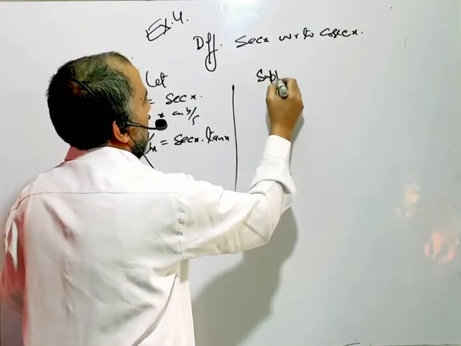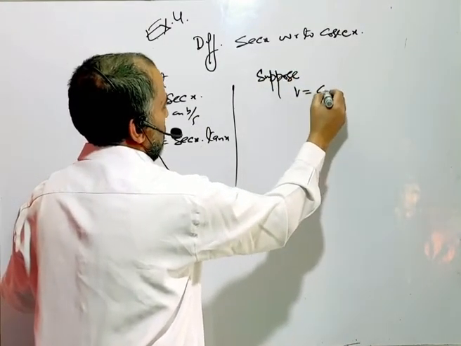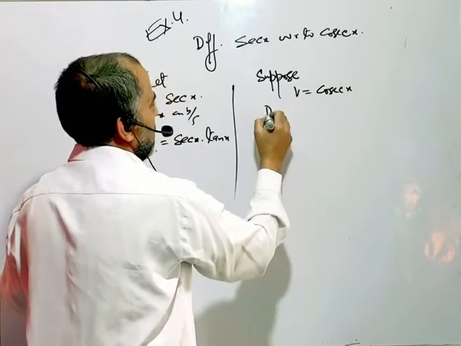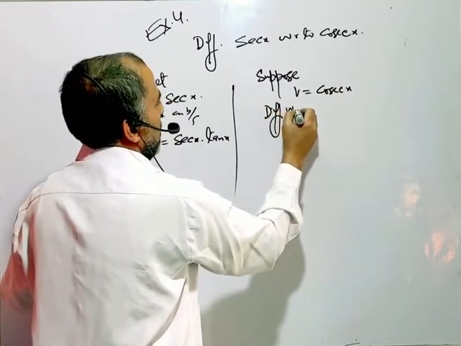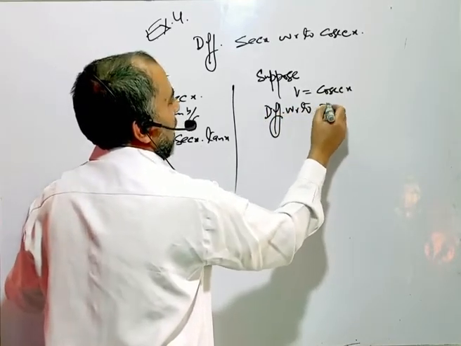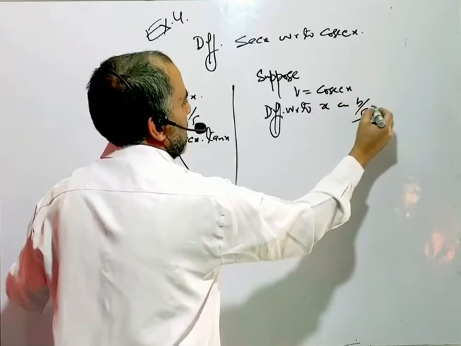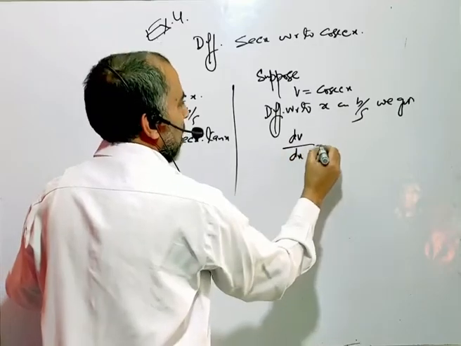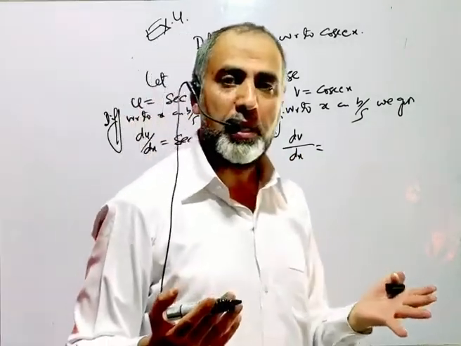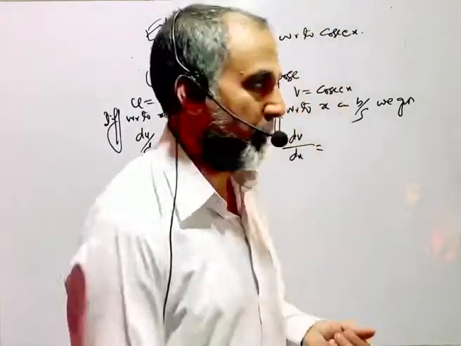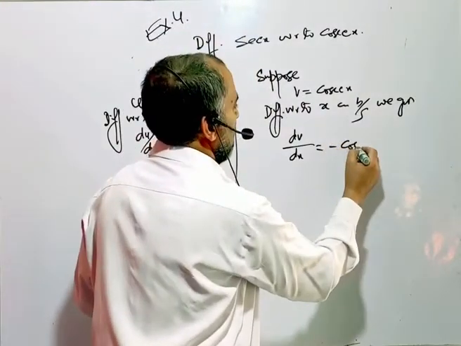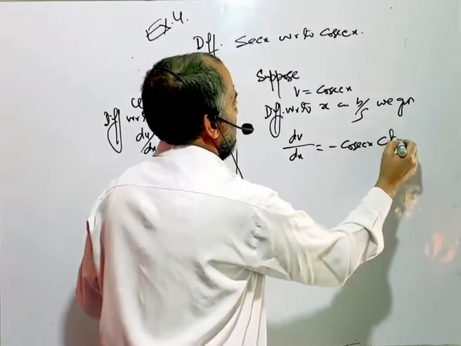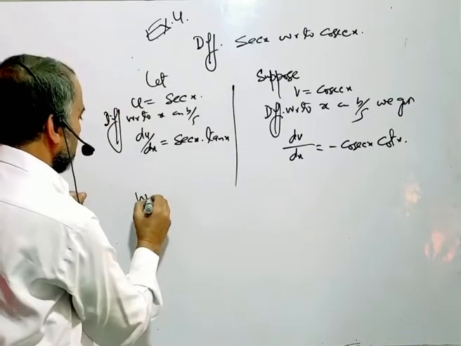Suppose v is equal to cosecant of x. Now इसको भी differentiate करेंगे. Differentiate with respect to x on both sides. We get dv by dx. cosec x का डेरिवेटिव किसके बराबर होता है? माइनस cosec x into cot of x. We'll combine the two.